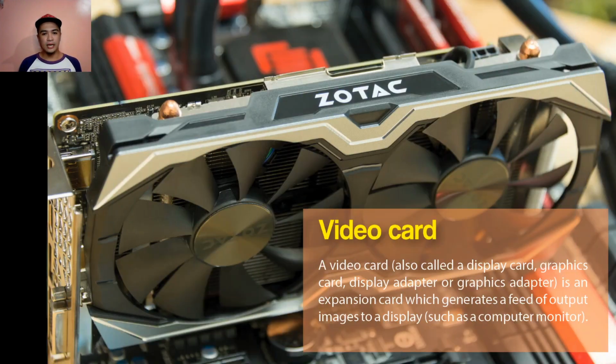Okay. Now let's talk about the video card. The video card, also called the display card, graphics card, display adapter, or graphics adapter, comes with a lot of names. It is an expansion card which generates a feed of output images to a display such as a computer monitor. So a monitor is just a monitor and it is an output device.